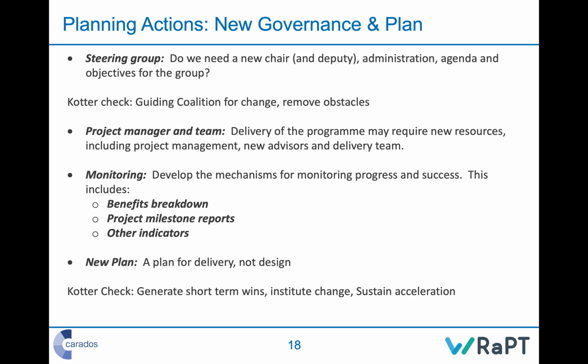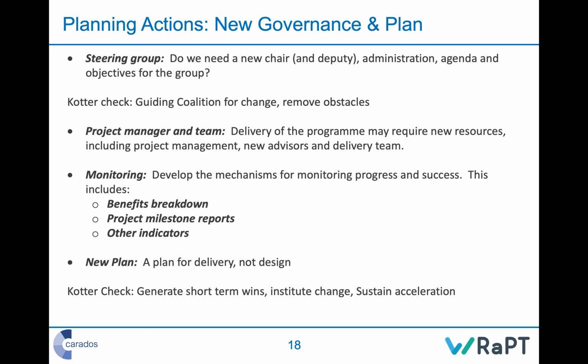And we also need a new plan. Okay, so we talked about that. It's a plan for delivery, not design. Key things to think about: what can we do to generate short-term wins in this? As I say, it's no good saying, well, it's going to take a year to develop. Part of what Kotter says is to make sure if you can generate short-term wins, you can build a kind of reputation for success, and that will help people generate stuff.